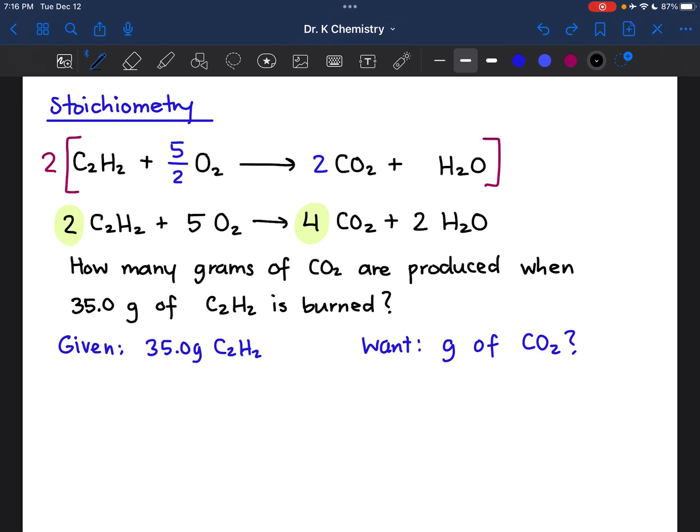So looking at the coefficients in the formula, it's telling us that for every 4 moles of carbon dioxide that are produced, we need 2 moles of C2H2 present.